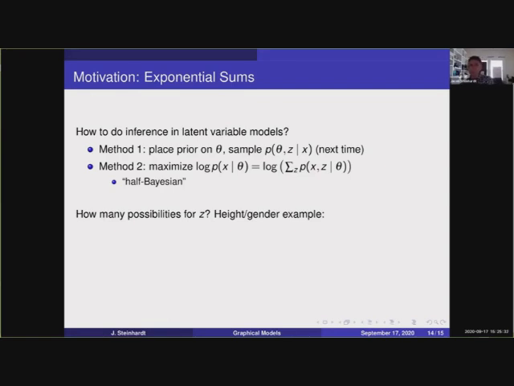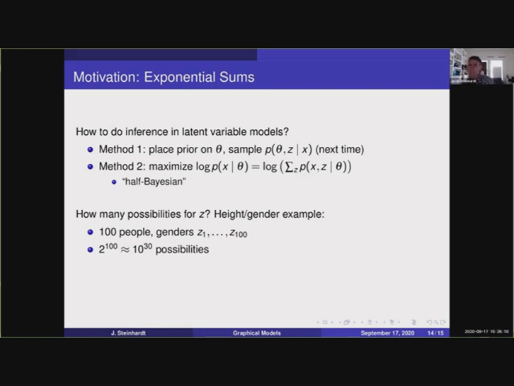But whichever of these methods we pick, we're going to run into a computational challenge. One way to see this is to think about how many possibilities there are for z. How many possible values are there for the latent variables? Well, let's go to the height and gender example, which is actually the simplest model we've worked with. In that model, let's say there are 100 people. Then there are 100 genders that I need to worry about. So I have these variables z1 through z100.